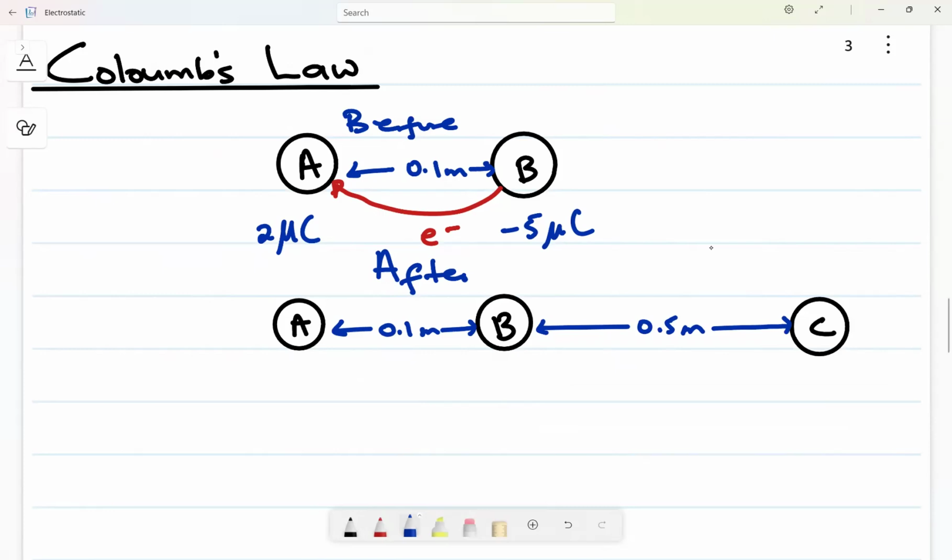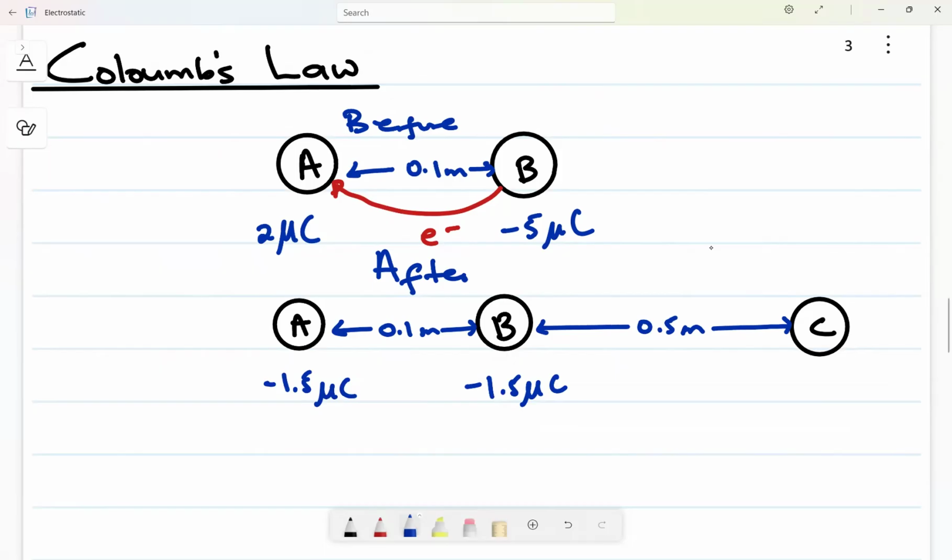Initially, A and B were just seated there like that. Then after contact, they separate again with their new charge. Can you agree with me that their charge will be different? And we just calculated that this one will have a charge of negative 1.5 microcoulomb, negative 1.5 microcoulomb, right?